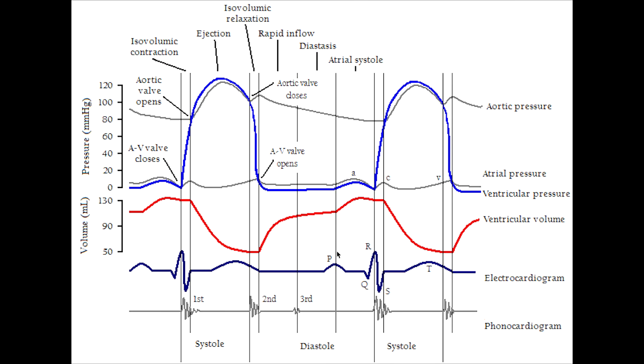The P curve here corresponds to the atrial depolarization and contraction. The QRS complex here corresponds to ventricular contraction, and the T curve here corresponds to the ventricular repolarization, but we will again explain this later.